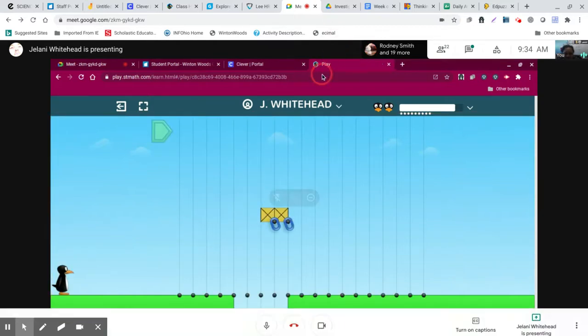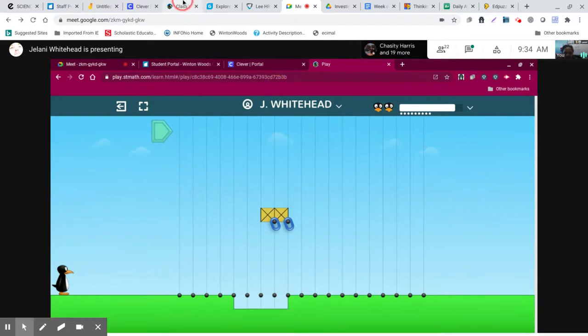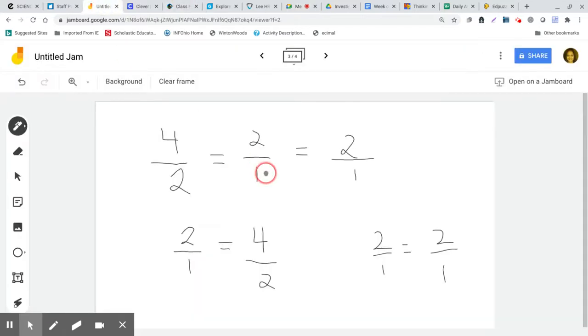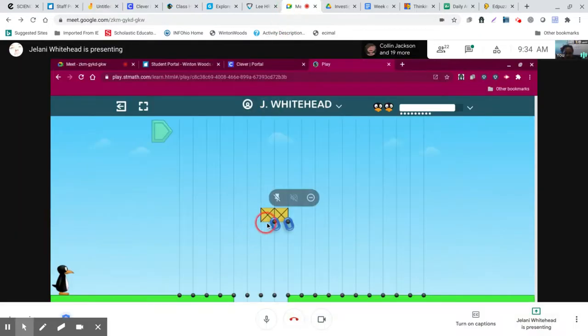All right, let's see. The ratio changed. What's the ratio, Jelani? Yep, the original is 2 to 4, and that simplifies to a 1 to 2 ratio. So let me go back to this Jamboard. We're dealing with a 1 to 2 ratio now. So the first rubber band is hooked on position 1. It's hanging on position 1. It needs to hook on position 2.